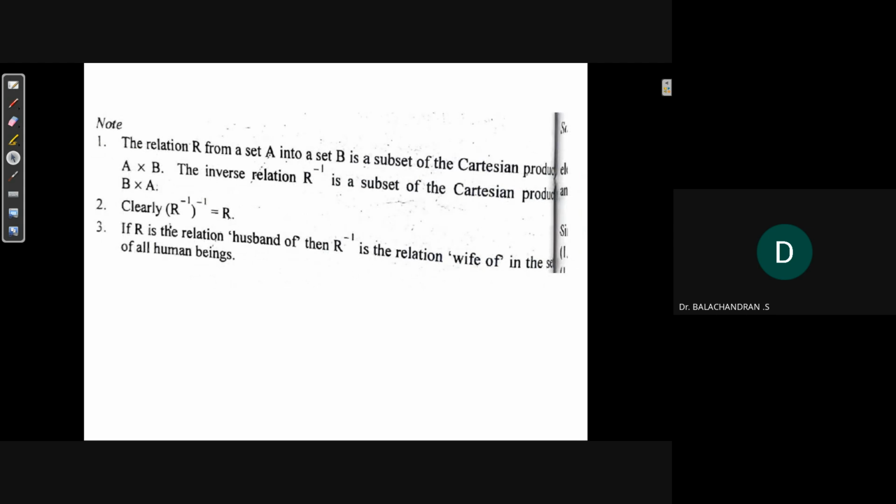Next, we know that R is a relation from A to B, a subset of the Cartesian product A cross B. Suppose the inverse relation R inverse is a subset of the Cartesian product B cross A. And the second note: (R inverse) whole inverse is equal to R.